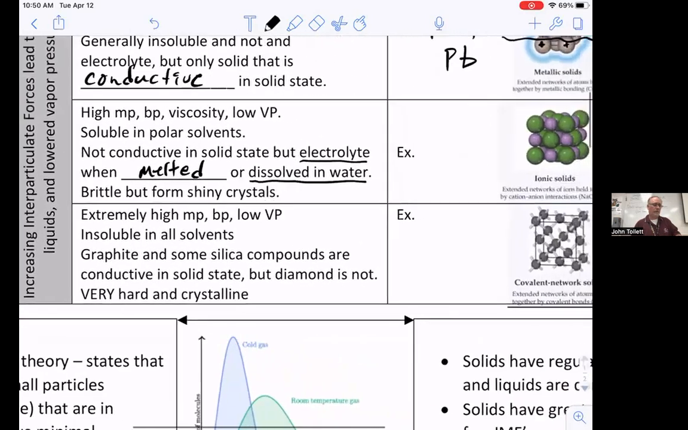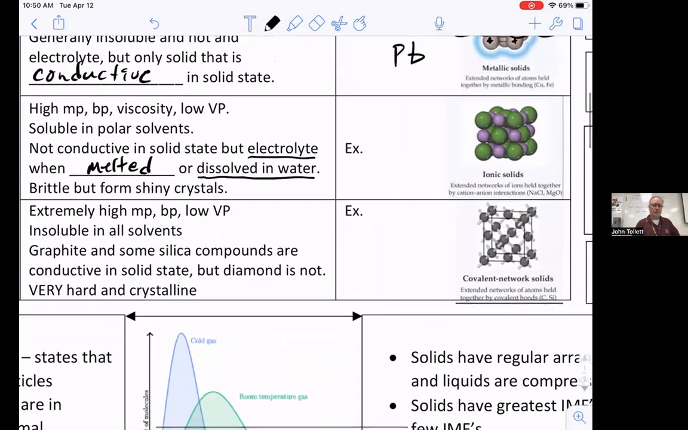They're brittle and they do form kind of shiny crystals for the most part. Some examples, there's lots of them, are magnesium oxide, lithium chloride, your favorite, sodium chloride, and so forth. Instead of individual ions at lattice points, you could have polyatomic ions, say like ammonium nitrate. So you could have polyatomic ions at each of those ionic solid lattice points.